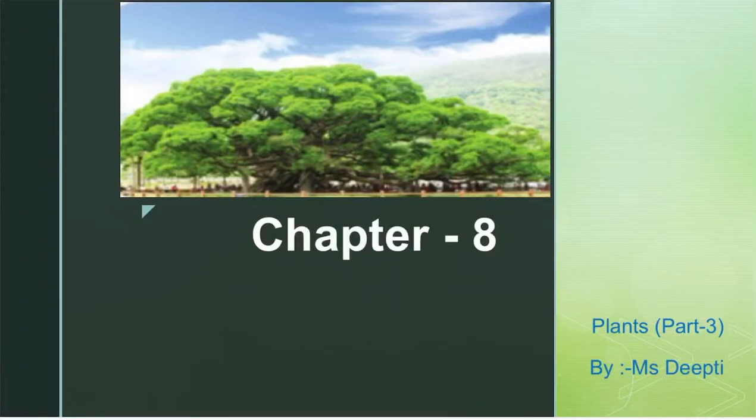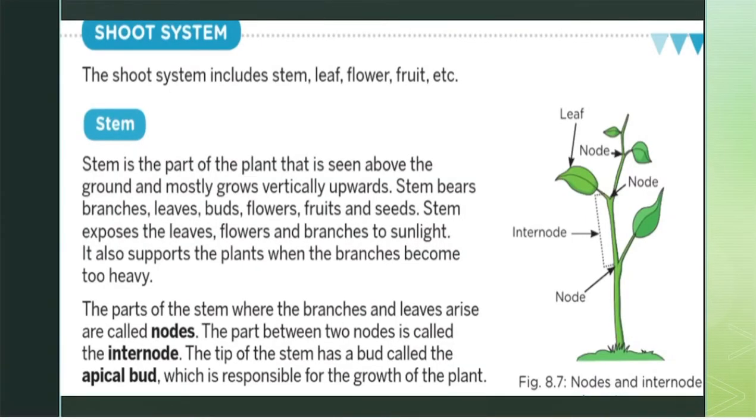In the last video we studied about the root system. In this video we will be studying about the shoot system. So let's get started. Now the shoot system includes the stem, leaf, flower, fruit, etc. That is your buds and all. Now let us study about them one by one. In this video we will be studying about the stem.